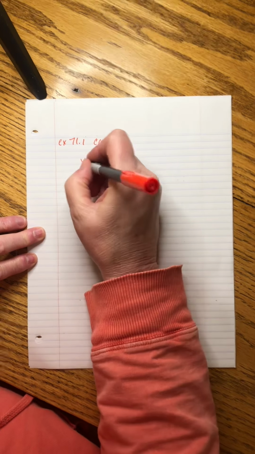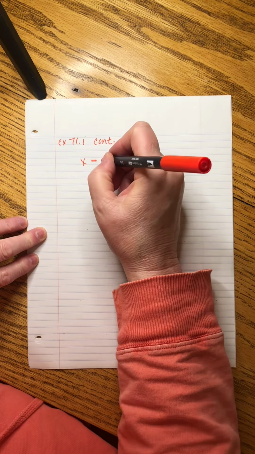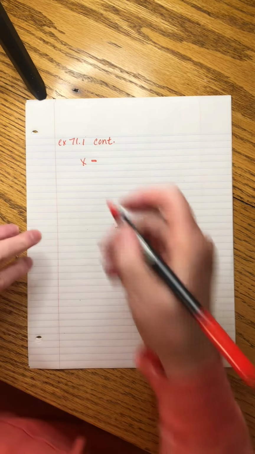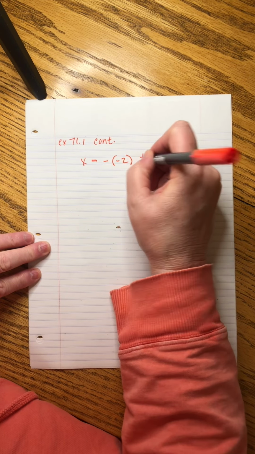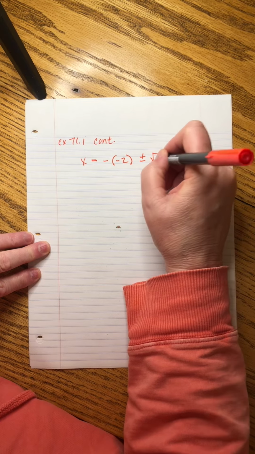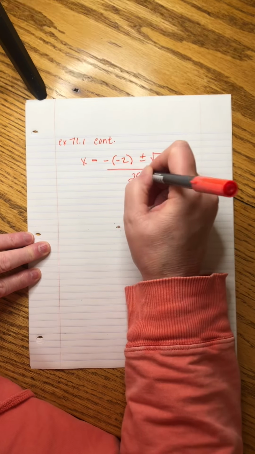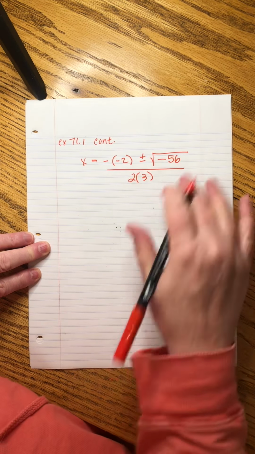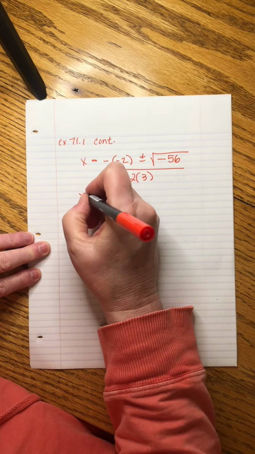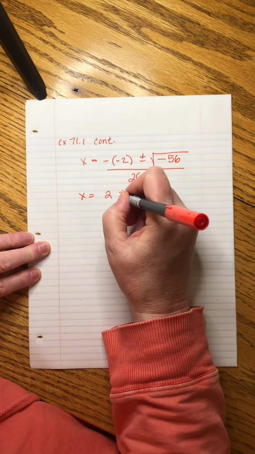We're at the point of summary where x equals, I'll rewrite some of it, minus 2 plus or minus the square root of, and we'd gotten this down to minus 56, and this was over 2 times 3. Okay, that's where we were. Let's simplify this again. X equals positive 2 plus or minus.